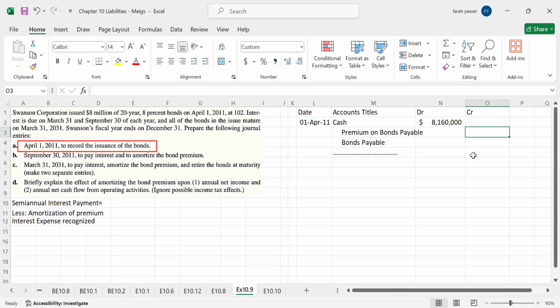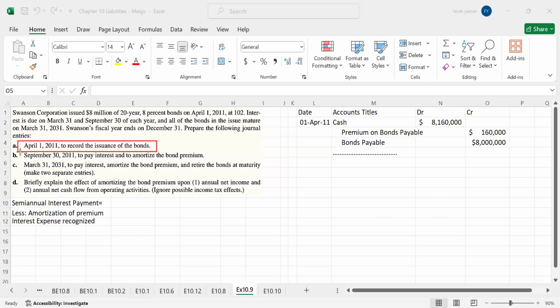The premium on bonds: the face value of the bond is 8 million multiplied by the premium of 0.02. So the premium would be $160,000, and the bonds payable, which is the face value, is 8 million. So this is entry number 1 to record the issuance of bonds at a premium.